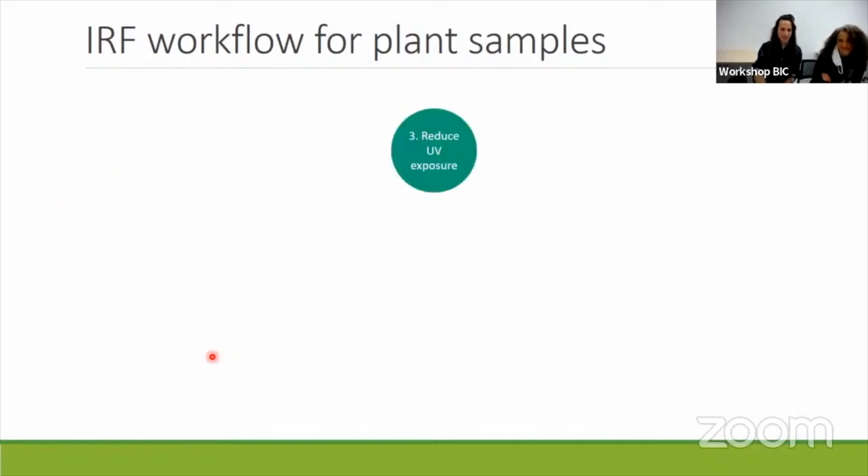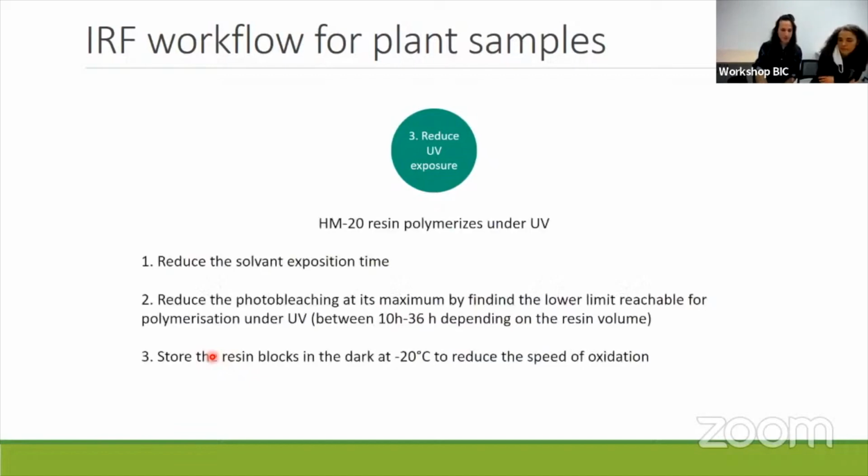Okay. So now as we are using HM20 that's polymerized under UV, we decided to reduce the UV exposure to its maximum to minimize photobleaching and photooxidation. But well, the general idea is also that if we reduce the time of polymerization, we also reduce the time where the fluorescent proteins are exposed to the liquid resin, I would say, to the solvent.